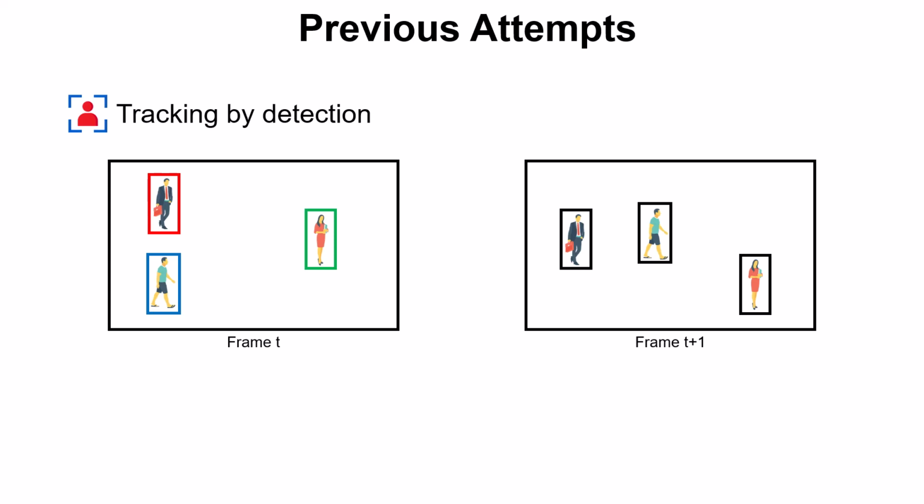And for finding the association between frame t and frame t plus 1, we consider each bounding box as a separate node. And by applying some graph optimization algorithm, we try to find some association between these nodes and track the identities. But that's just the general idea behind it, and I guess that's enough for understanding the main idea. And the second approach is tracking by regression.